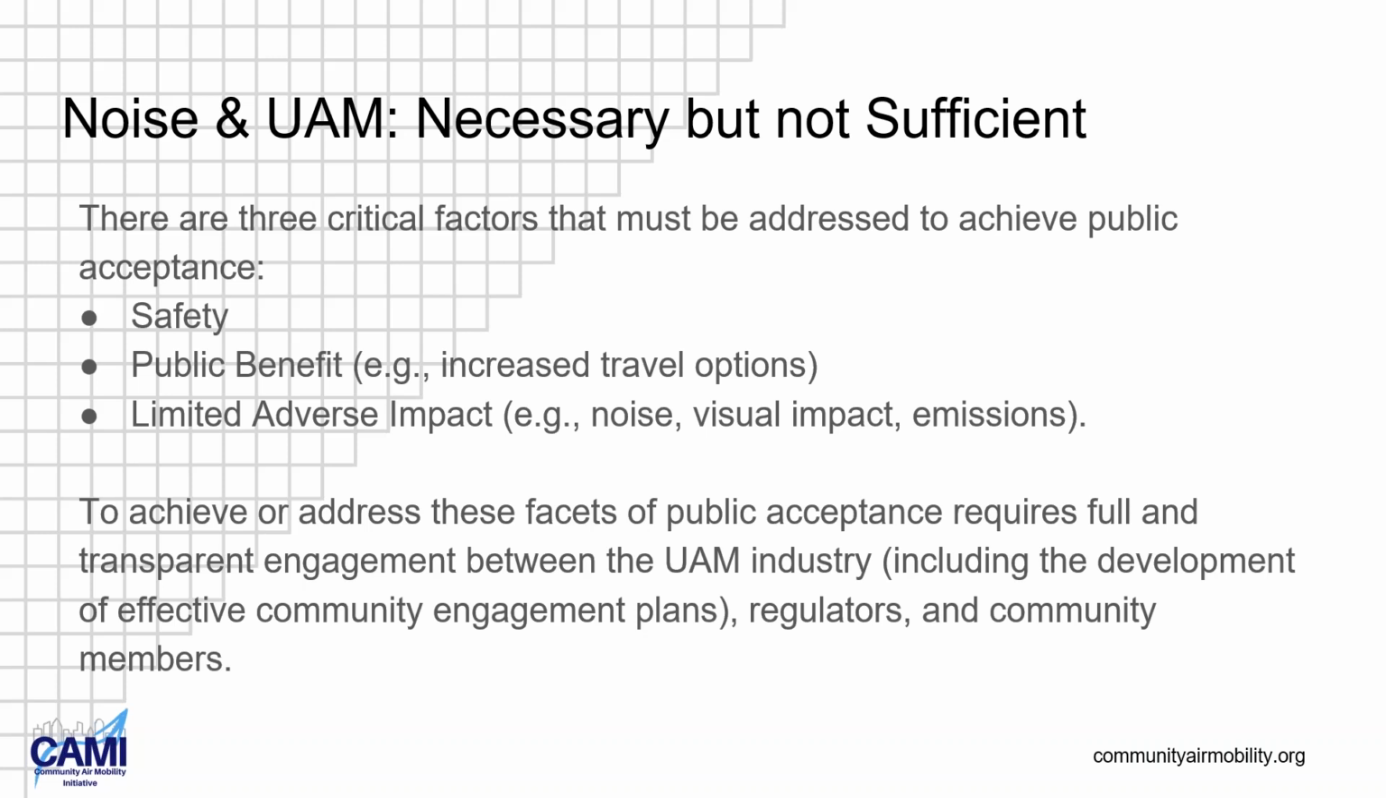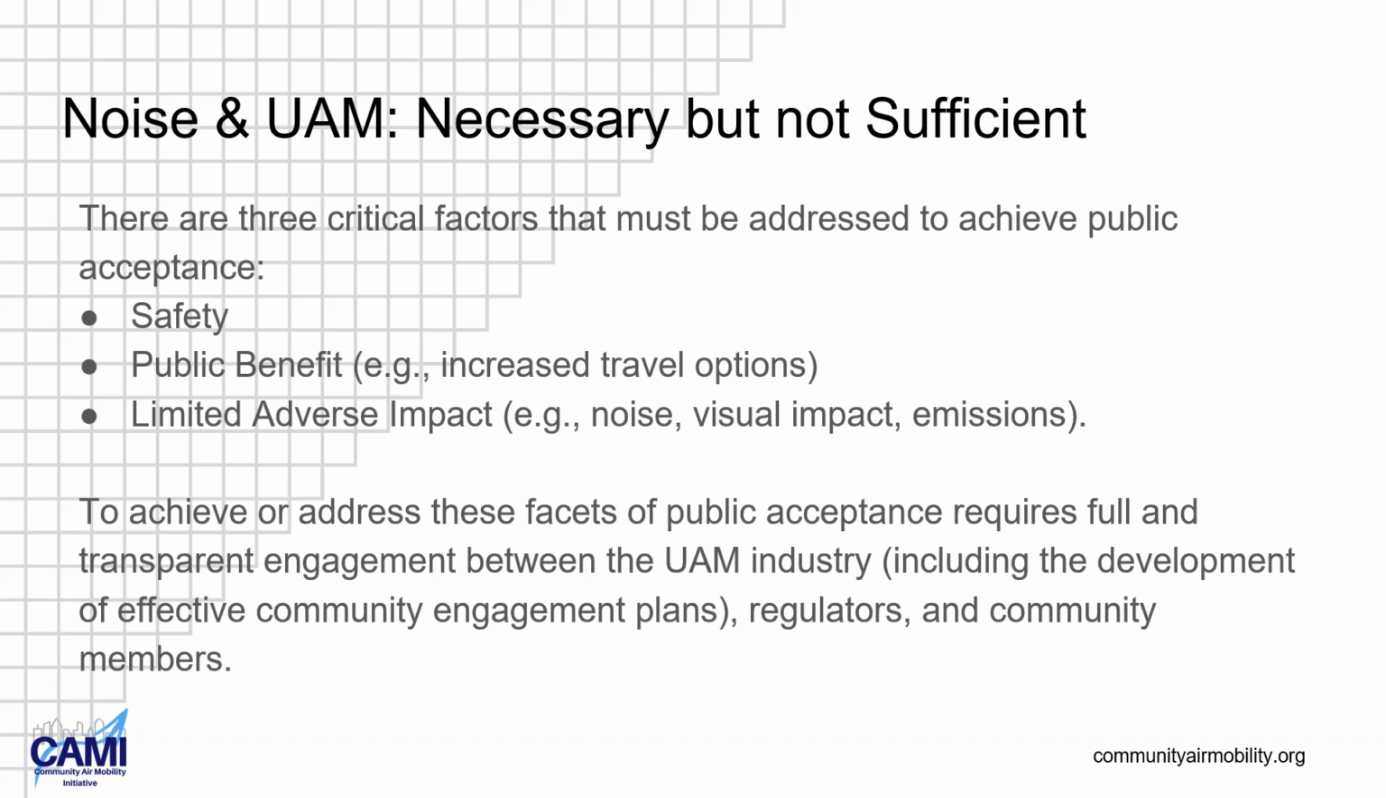One of the big questions that comes up when we talk about public acceptance is noise. It's where most engineers' heads go to solve public acceptance. And at CAMI, we like to say that solving the noise issue is necessary, but it's not sufficient. It's part of the public acceptance issue, but it's not the only piece. So there are really 3 critical factors to achieve public acceptance. The first is safety. The public has to believe that these aircraft are safe, both to fly in them and to allow them to fly over their communities.